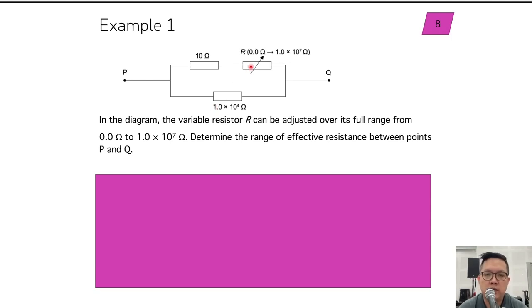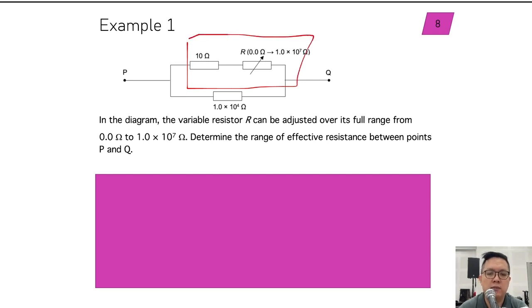So for this one, this R can be adjusted from 0 to 1 times 10 power 7 ohms. Okay, so let's see what we can do here. First thing first, we set this R as 0 ohms. Then what we need to do is to add these two resistors in series first. These two must be added in series.